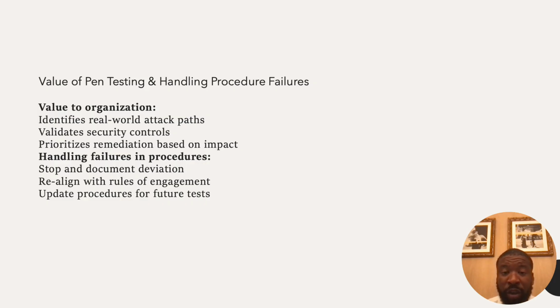On the procedural side, things do not always go perfectly. If I realize I have deviated from the agreed process or scope, the first step is to stop, document what happened, and notify the appropriate owner or instructor. Then I would realign with the rules of engagement and update the procedure so the same mistake is not repeated. Treating failures as learning points rather than hiding them is key to professional penetration testing.